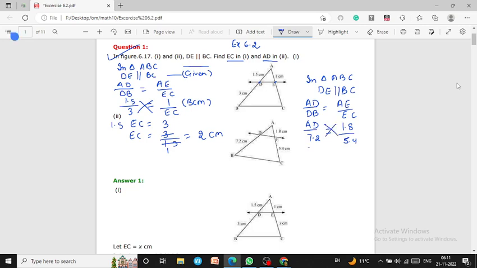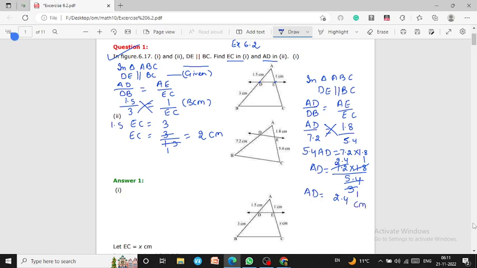After cross multiplying, 5.4 AD is equal to 7.2 multiply 1.8, so AD is equal to 7.2 multiply 1.8 over 5.4. 18 ones are 18, 18 threes are 54, 3 ones are 3, and dividing by 7.2, we get 2.4. AD is equal to 2.4 centimeter is the answer.